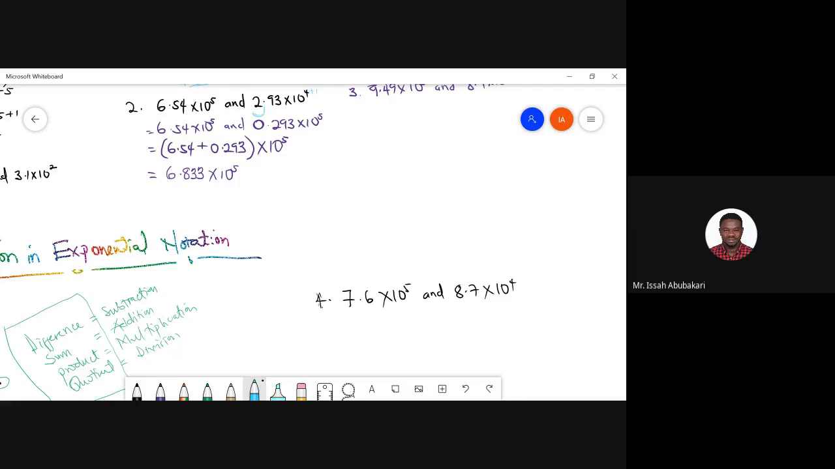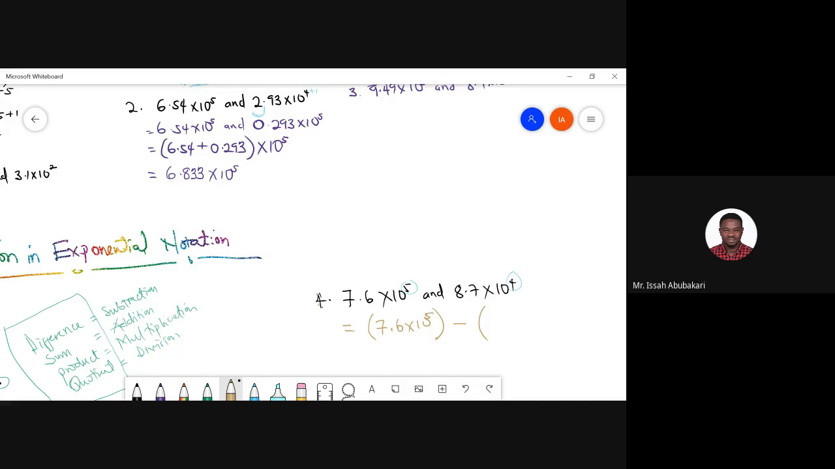Now, as I said, always check the powers. Now you realize that our powers are different, right? The first one is 5 and the second one is 4. I will advise you that always change the smaller power to the bigger power. Even if you change the bigger power to the smaller power, you still get the same answer. But to make the work much easier for you, change the smaller one to the bigger one. So this is what you are going to get: 7.16 times 10 power 5 minus.